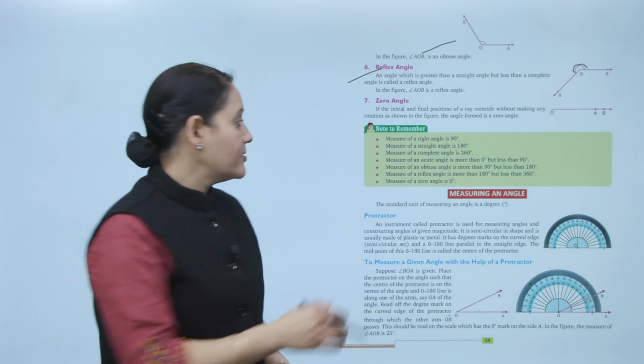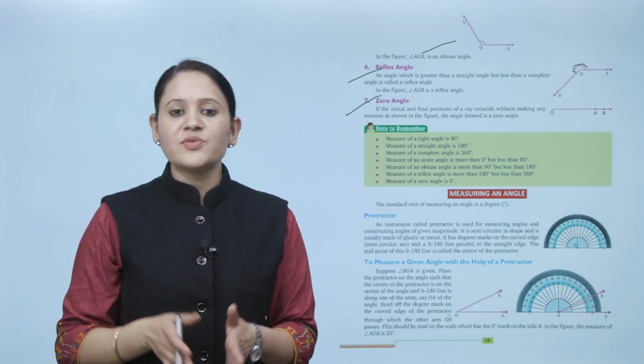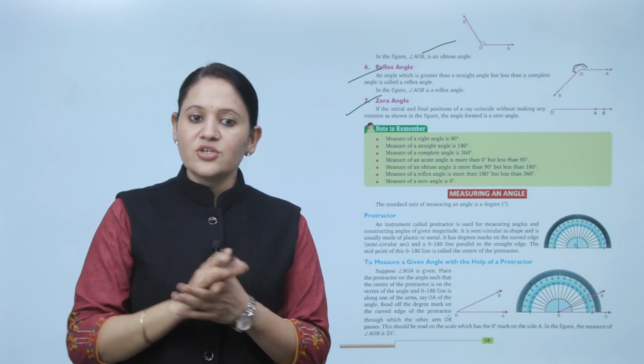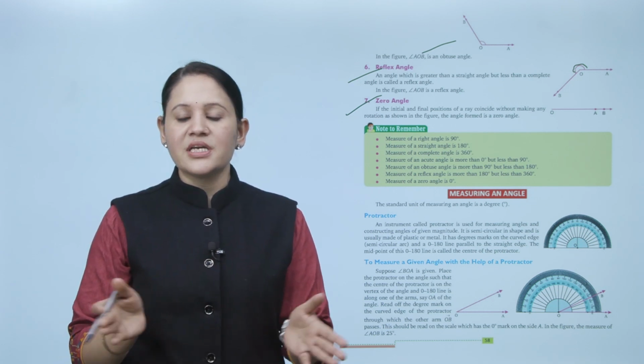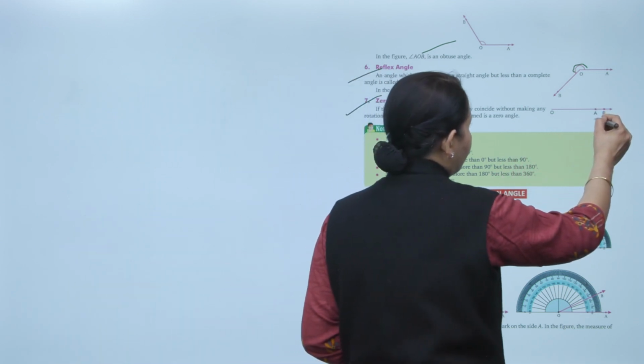Next is zero angle. If the initial and final position of ray coincide without making a rotation as shown in the figure, the angle formed is zero angle. Like here, this is zero angle.